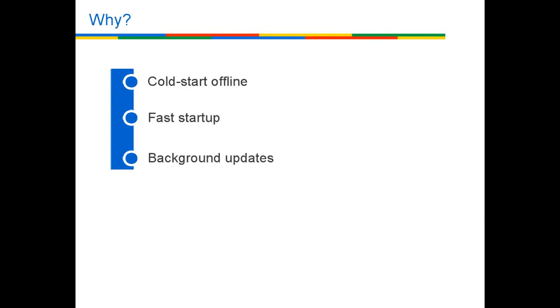Now, why would you want to bother with this at all? The answer is mainly cold start offline, although it's also perhaps of interest because of the fast startup times. If a resource is available from an application cache, it can be loaded immediately without accessing the network, so network latency is no longer an issue. And also, you get background updating for free.